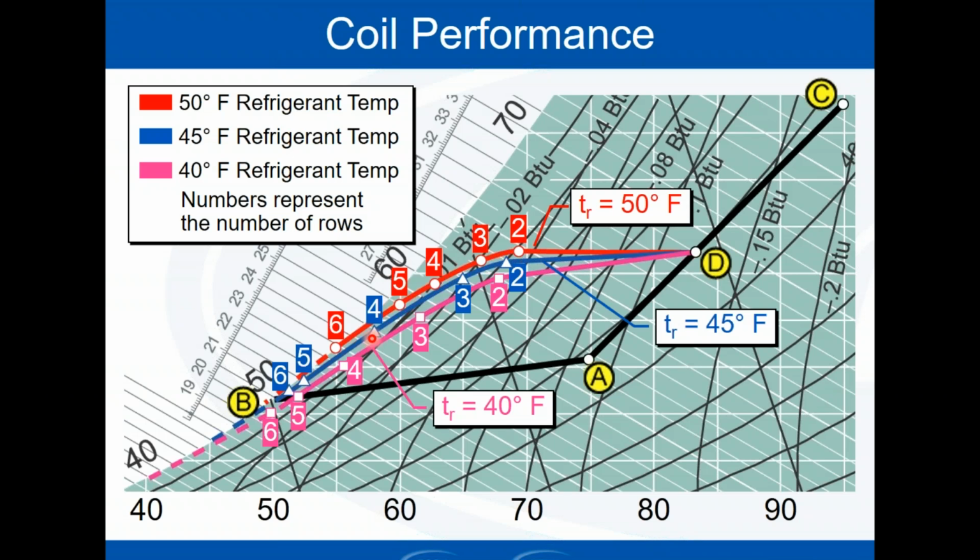And as I keep getting more rows of coil, it keeps going lower and lower, and I get to lower and lower wet bulbs off the coil. And there's a diminishing return. You can see 5 and 6 are pretty close to each other when I have 45-degree refrigerant temp. And if I had a 7-row or 8-row coil, it would be like where my red dot's at. There wouldn't be a lot of benefit. So once you get beyond 6 rows of coil, for most applications, that's plenty. There's a diminishing return beyond that because you don't have very much bypass air at that particular point anymore.